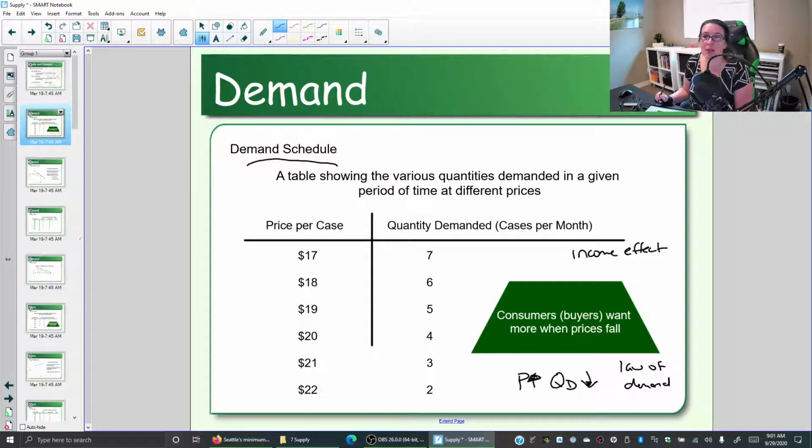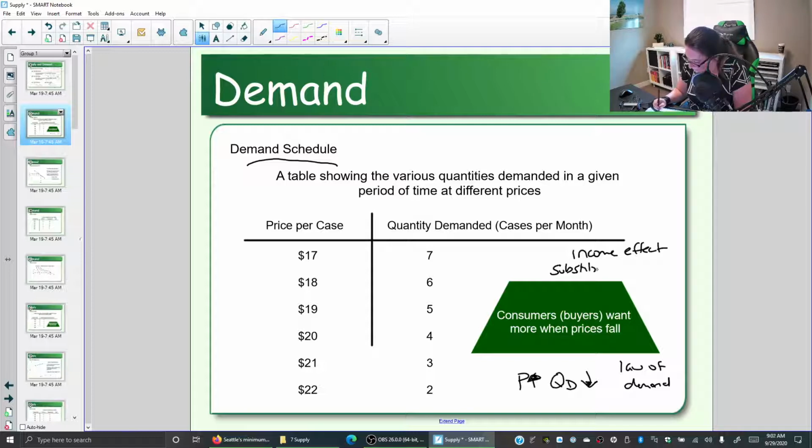So your real income, or your buying power, is less, and since the money you have in your pocket doesn't go as far, quantity demanded will go down. So the income effect is referring to your real income or your buying power.